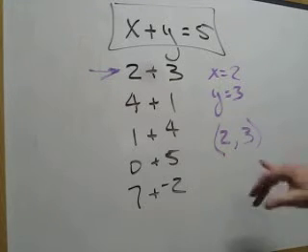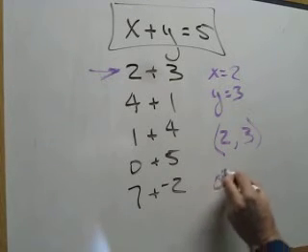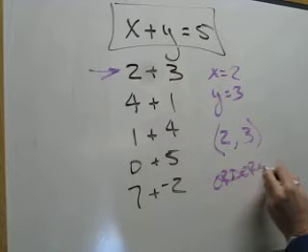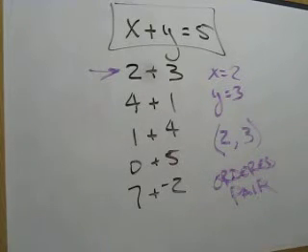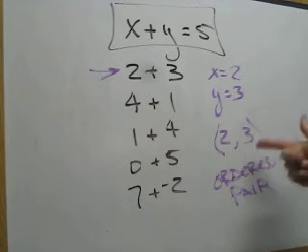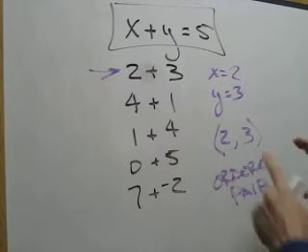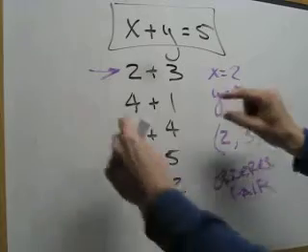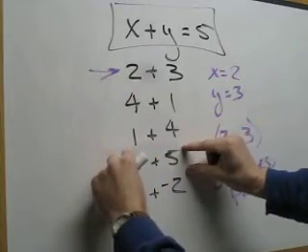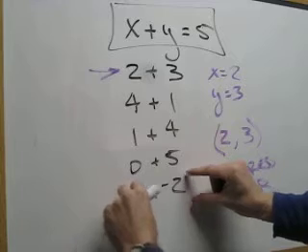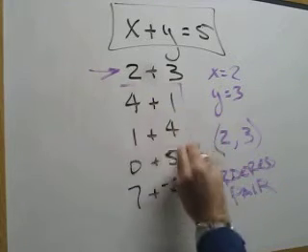That's called an ordered pair. Ordered pair. That means that if x is 2, y has to be 3. If y is 3, x has to be 2. They go together. So our ordered pairs here would be 4 comma 1, 1 comma 4, 0 comma 5, 7 comma negative 2.